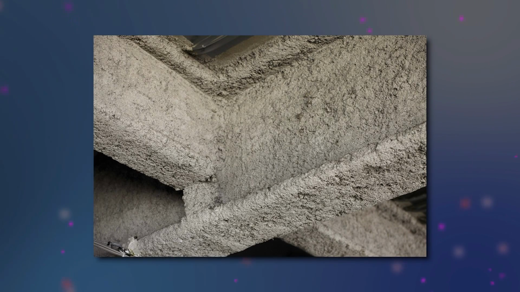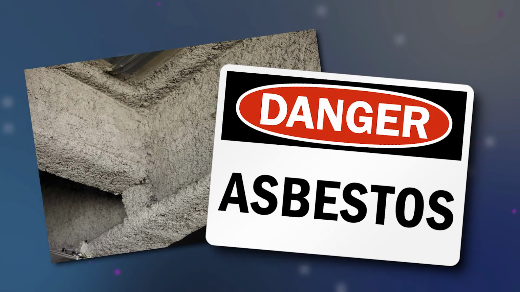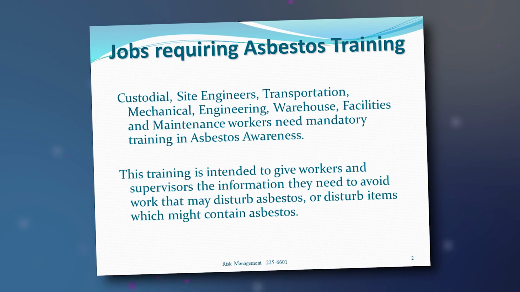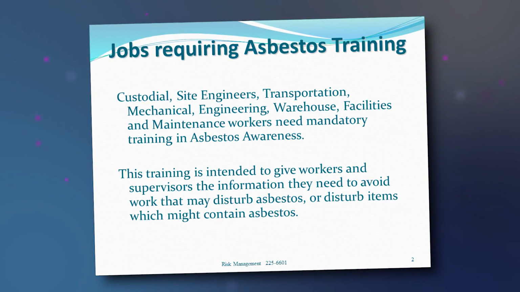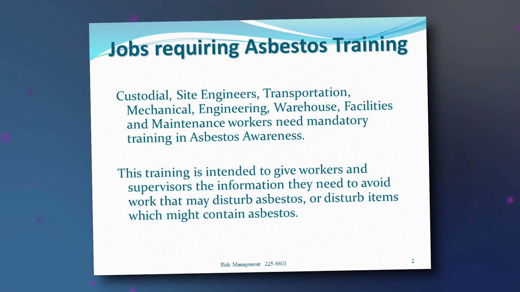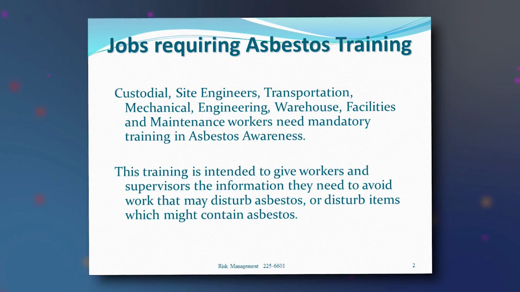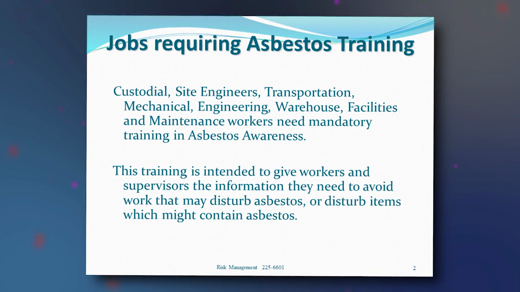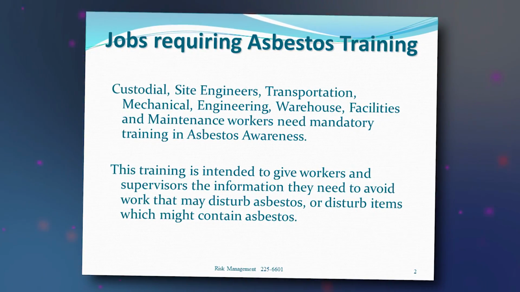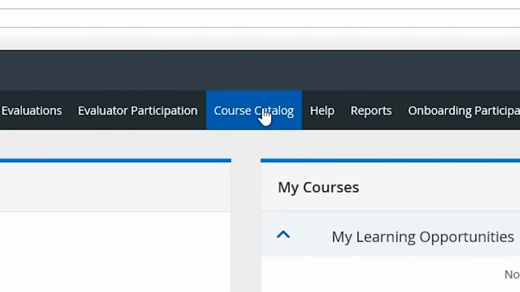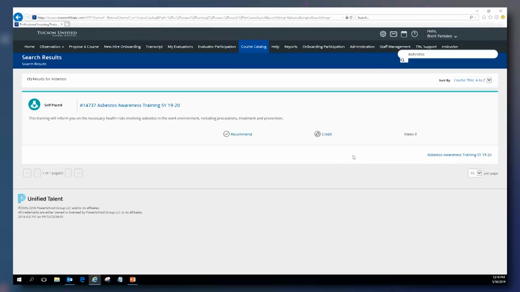Asbestos was used in the construction of buildings which were built from the 1940s to the 1980s, before the health risks of the material were completely known. If your job classification is custodial personnel, site engineers, transportation, mechanical or engineering, warehouse, facilities and maintenance, or anyone with the potential to disturb asbestos, if your job classification is shown here, you will need to sign up for our mandatory self-paced asbestos awareness training on the True North Logic Professional Learning Portal. You can find the course by searching for Asbestos Awareness Training in the course catalog.